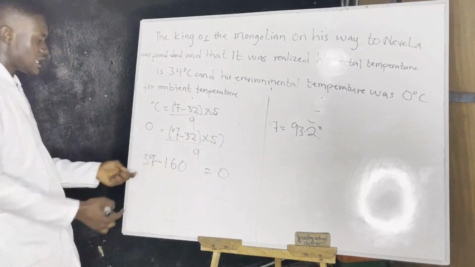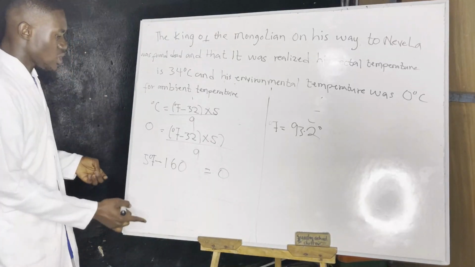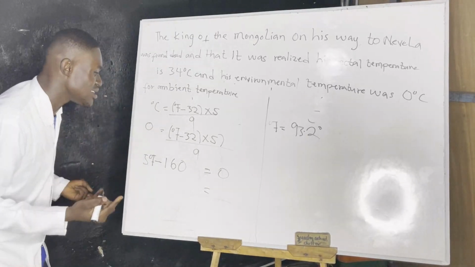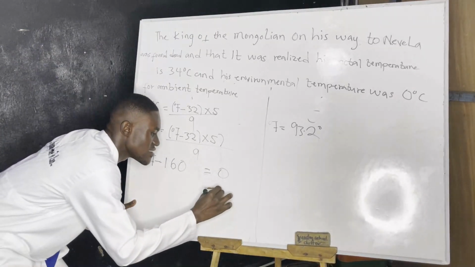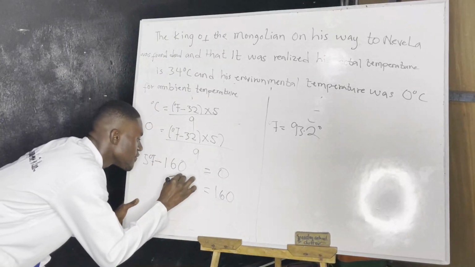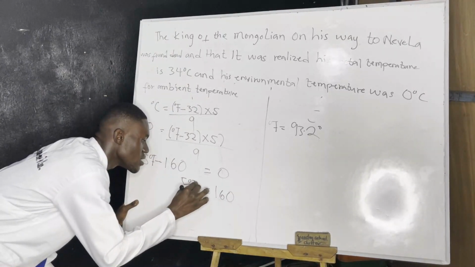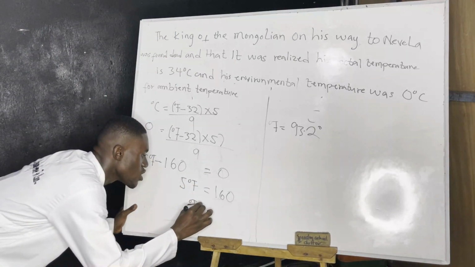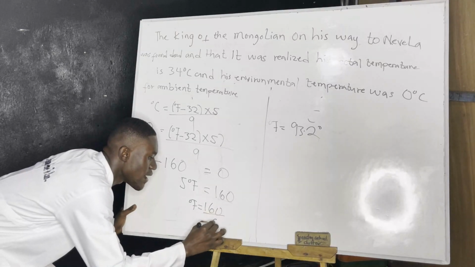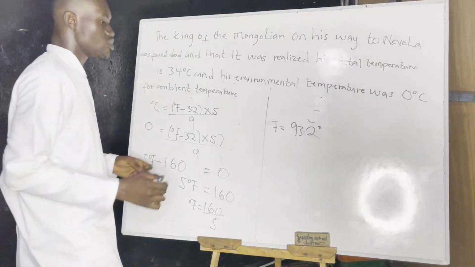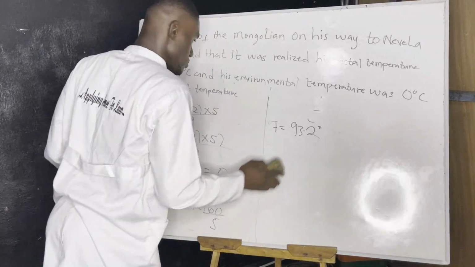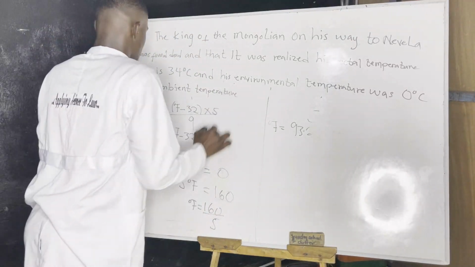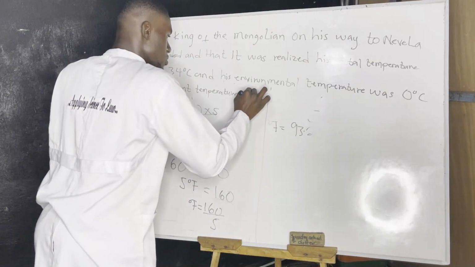So this time we transfer the minus 160 across the equal sign to become plus 160, and here will be 5 degrees Fahrenheit. At this point we divide it by 5. So degrees Fahrenheit is equal to 160 divided by 5, which is equal to 32. So the ambient temperature is 32 degrees Fahrenheit.